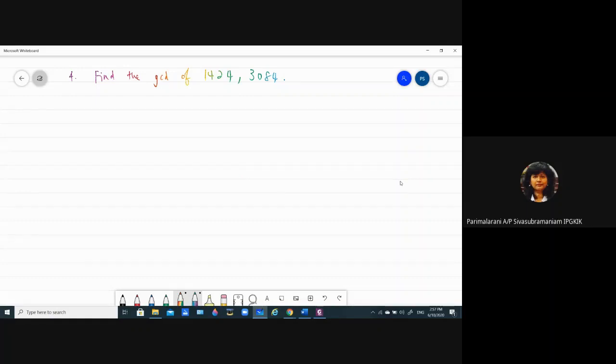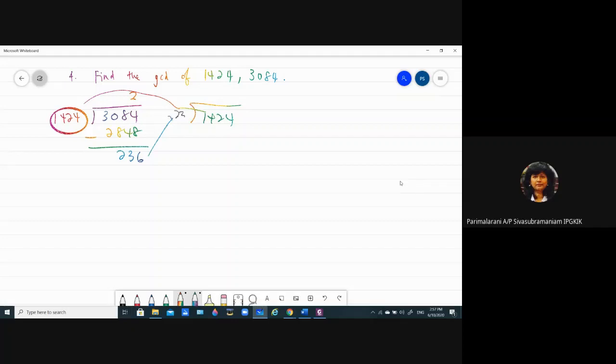Okay. So we're going to start with 3084 divided by 1424. So this is 2 times, so we get 2848, correct? We have a remainder of 236. Okay. So now this divisor goes into the next one. So 1424 divided by the remainder 236. We have 6, so 1416, remainder 8.